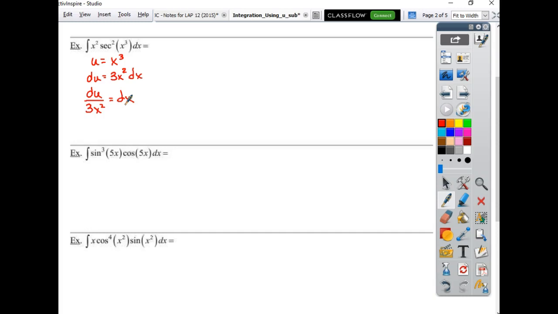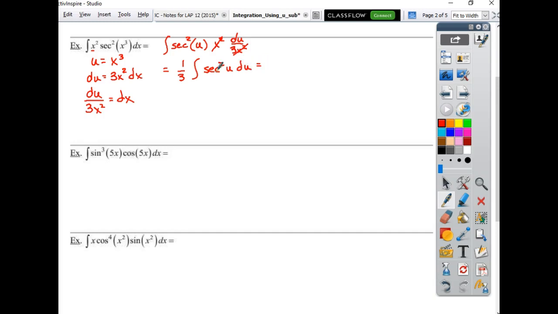What we should do from here is just some basic substituting. We're going to take the integral. We're going to have the secant squared of u, because that's what we wanted to be simplified. We've got an x squared that would be left over, and we would replace the dx with du over 3x squared, and you can see that the x squareds would simplify. After that, this is equal to 1/3 the antiderivative of secant squared of u du.